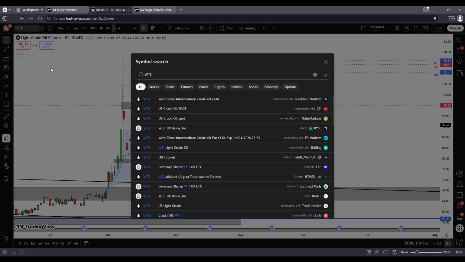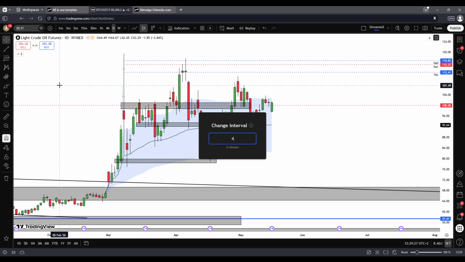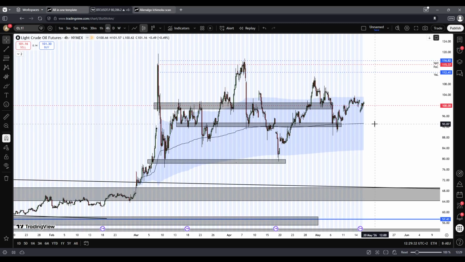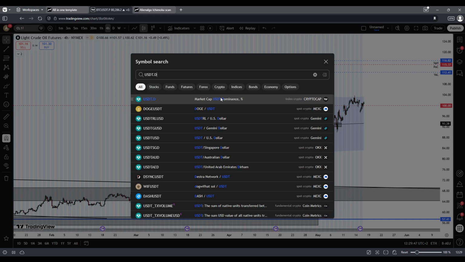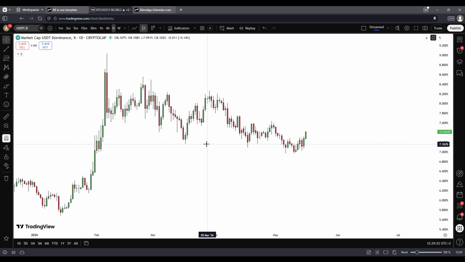So again, this is the CL, light crude. I'm not looking at WTI as the US crude oil. I'm looking at light crude oil, CL1. This matters for price. So let's look at the 4-hour VWAP, right? This is the key point to look at. If markets want to continue higher, oil needs to crash. So don't ignore oil.